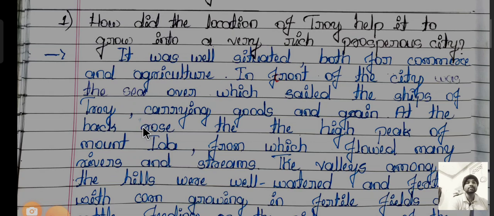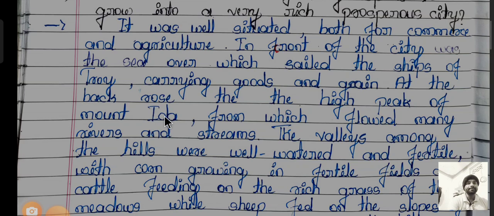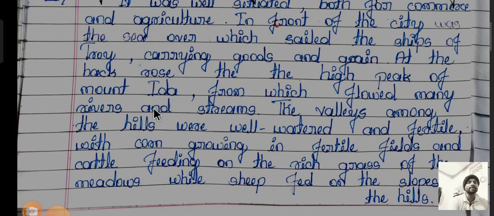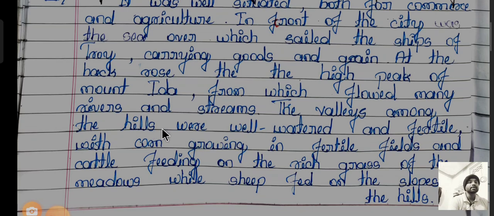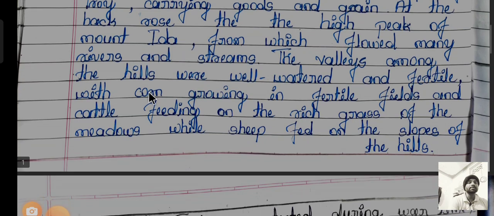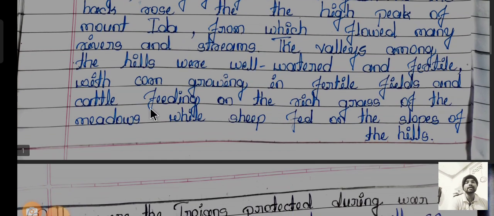At the back rose the high peak of Mount Ida, from which flowed many rivers and streams. The valleys among the hills were well watered and fertile, with corn growing in fertile fields and cattle feeding on the rich grass on the meadows, while sheep fed on the slopes of the hills.